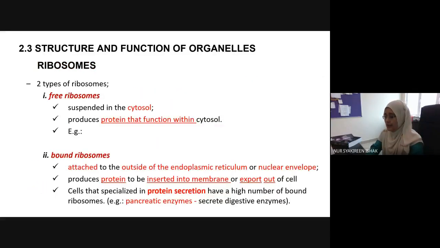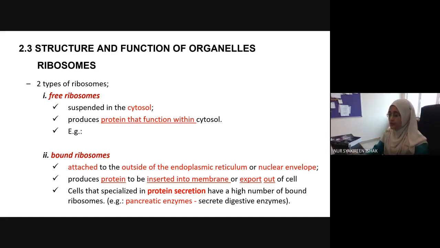Okay, so ribosome has two types. The first one is free ribosome, and then you have bound ribosome. Free ribosomes are suspended in the cytosol. They are free in the cytoplasm, and they are not bound to any structure, especially not bound to the rough ER. The function of the free ribosome is to produce protein to be used within the cell only.